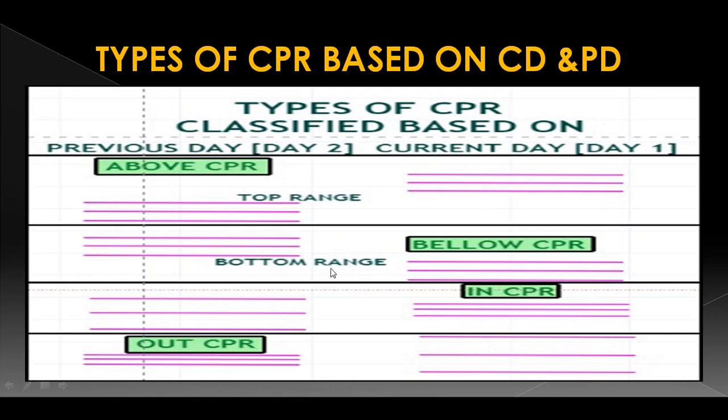Okay, and current day CPR below the previous day CPR is called below CPR. In CPR, in the sense, current day CPR is between the previous day top range and bottom range, is called in CPR. And current day CPR top range and bottom range out of the previous day CPR is called out CPR.